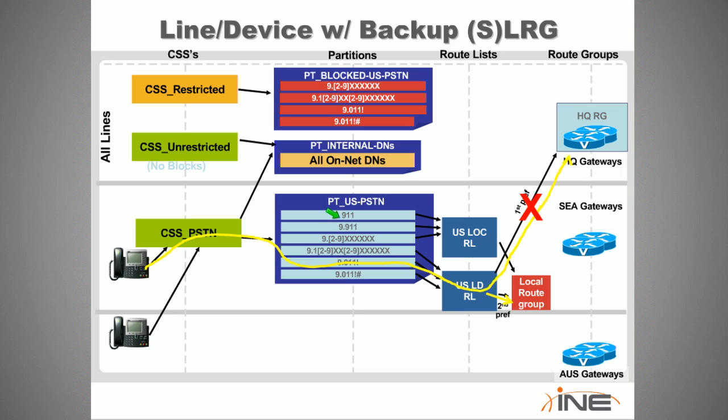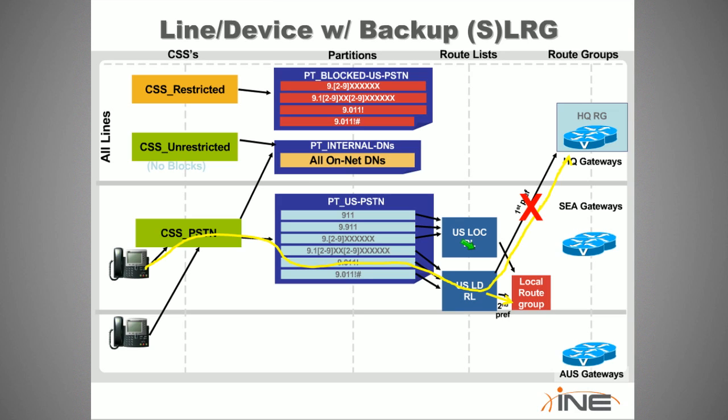Because think about it. Earlier, when we were saying that we could do digit manipulation at the route pattern level, right? And we could also do it at the route list details. That was the route group within the route list. That was the second place we could do it. If we could just do it at those two places, think about what would happen.